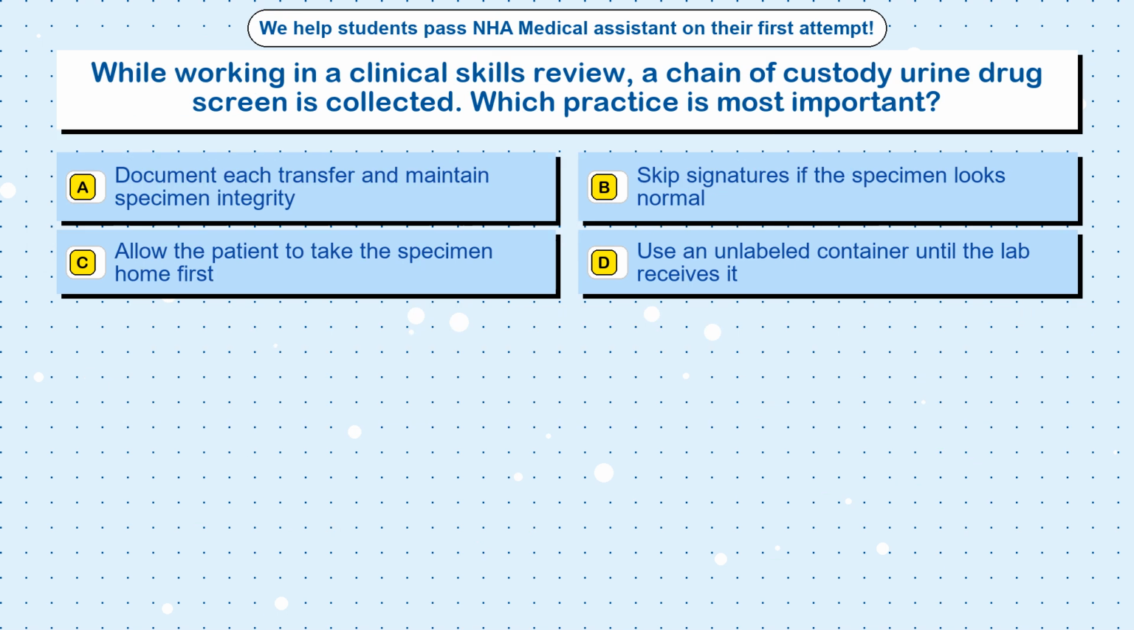Question 84. While working in a clinical skills review, a chain of custody urine drug screen is collected. Which practice is most important? Option A. Document each transfer and maintain specimen integrity. Option B. Skip signatures if the specimen looks normal. Option C. Allow the patient to take the specimen home first. Option D. Use an unlabeled container until the lab receives it.